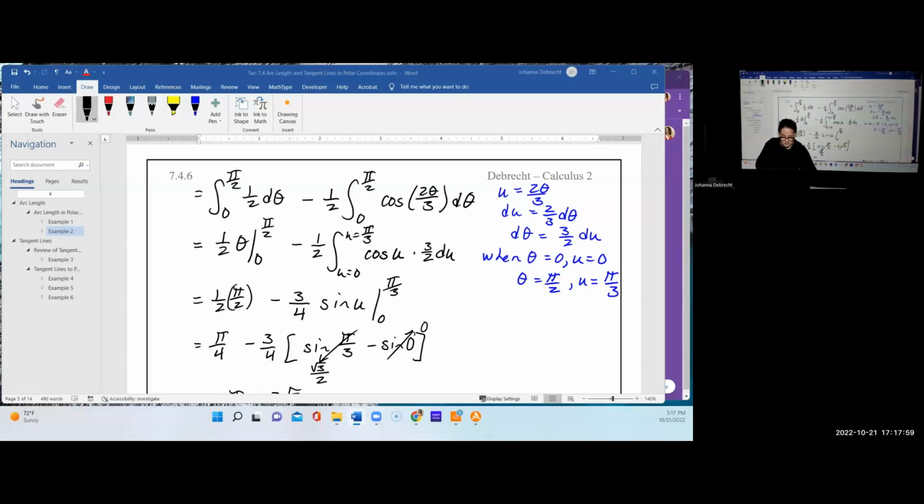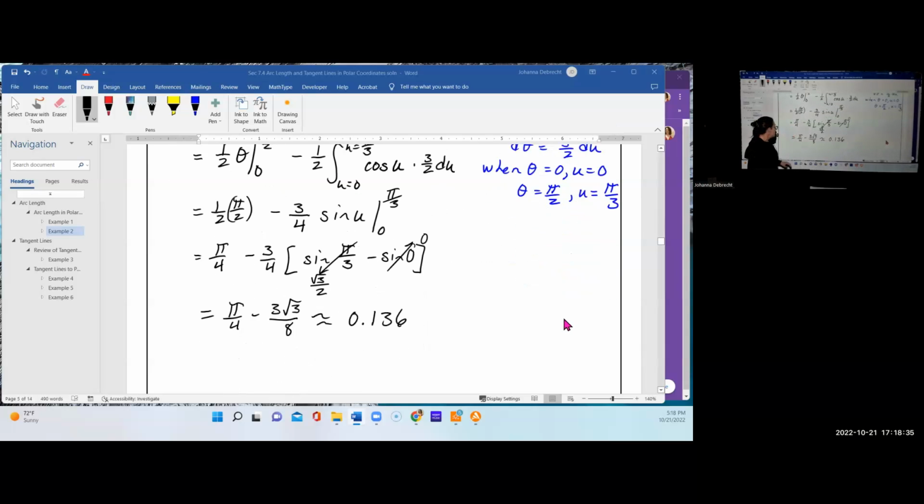So let's see how you did. When we're looking at this one, I made the substitution that u is 2 theta over 3, which gave me d theta is 3/2 du. I changed the limits of integration so I wouldn't have to go back to theta. I was able to stick with u. That gave me a 3/2 inside of the d theta, so that becomes a minus 3/4. The integral of cosine is sine, evaluated between 0 and pi over 3. And when I simplify this, I end up with pi over 4 minus 3 root 3 over 8, which is about 0.136.